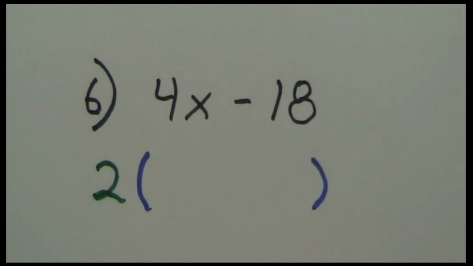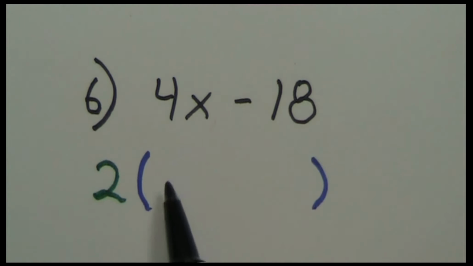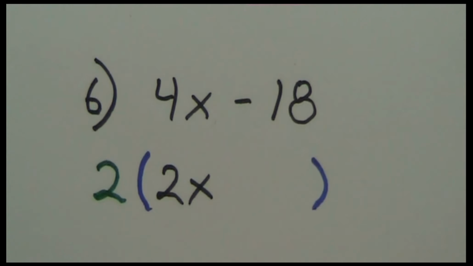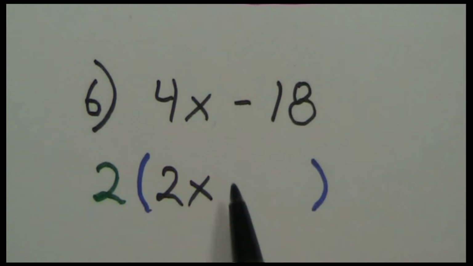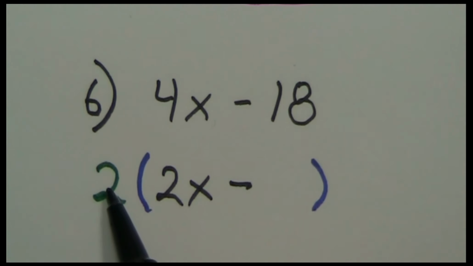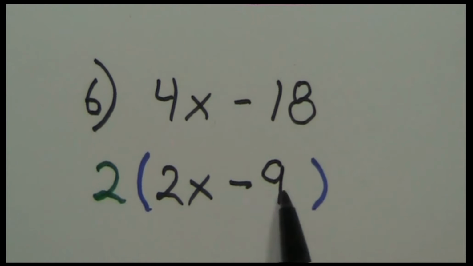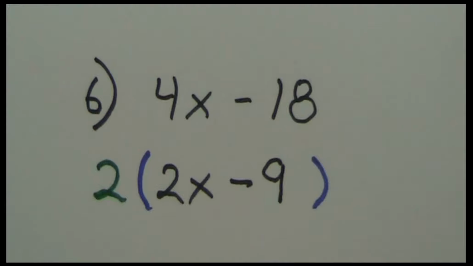Okay, so now we have 2 times something is 4x. 2 times 2x is 4x. And 2 times something is negative 18. 2 times 9, negative 9, is negative 18, or minus 18.